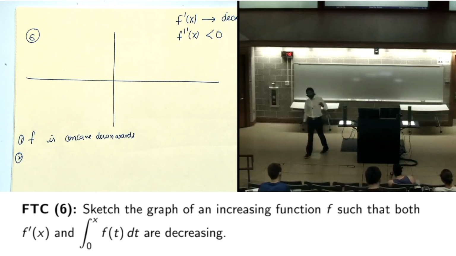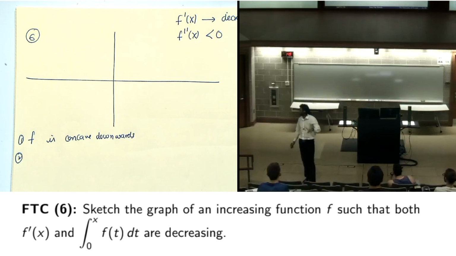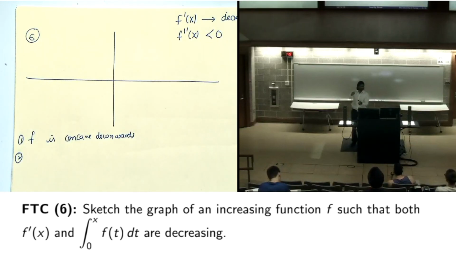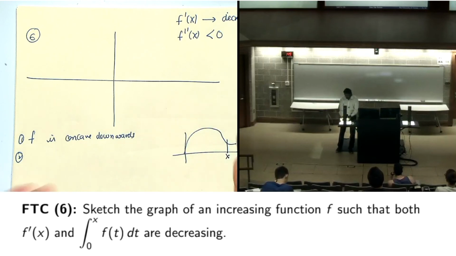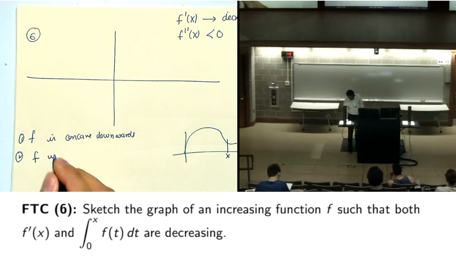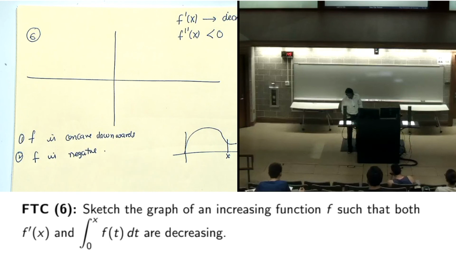Second, if the integration, the antiderivative, is negative, it means the function is below the x-axis. Otherwise, if it is above the x-axis, you are always adding area. Because you are integrating from 0 to x, it's calculating the area from 0 to x. If f of x is positive, as x is moving, you are adding more and more area, which means the antiderivative is increasing. So the function must be negative. Those are the two pieces of information I know.